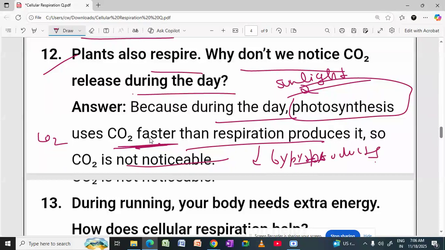Very interesting: during the day photosynthesis is taking place, and photosynthesis uses carbon dioxide faster than respiration produces it. So this is the reason that carbon dioxide is not noticeable. Understood, Manya? Tell me. Okay, fine.